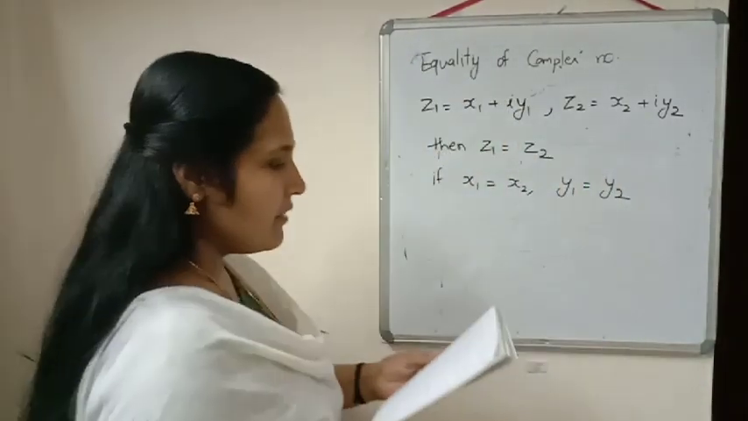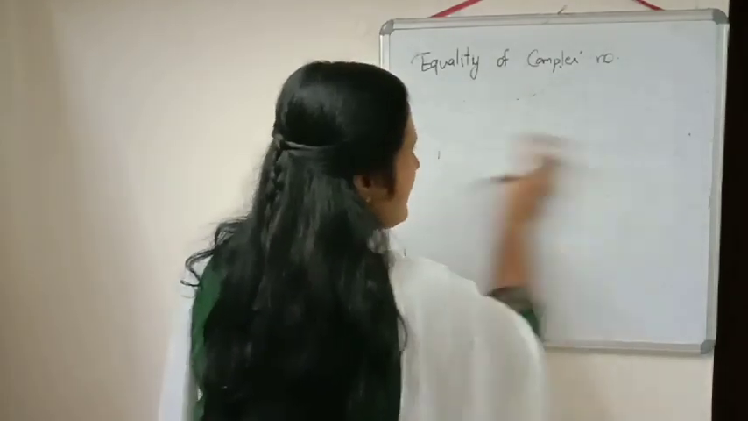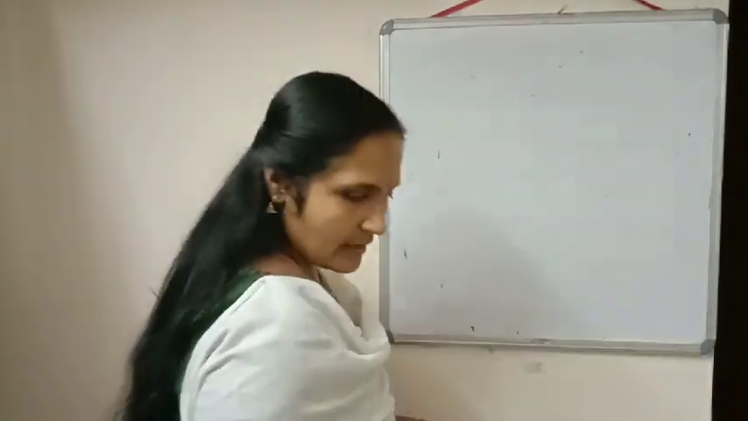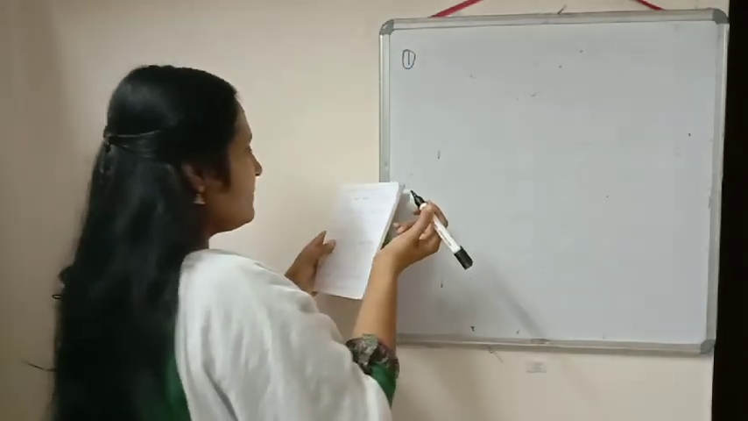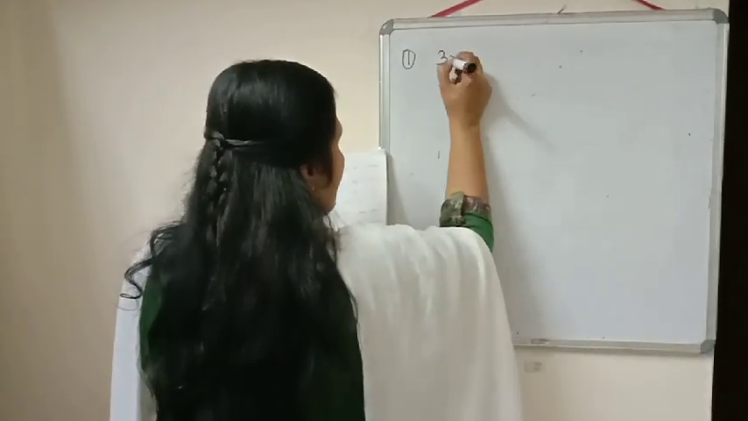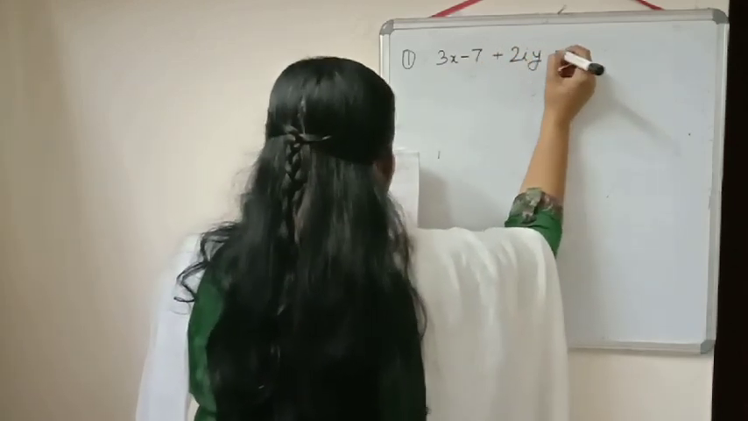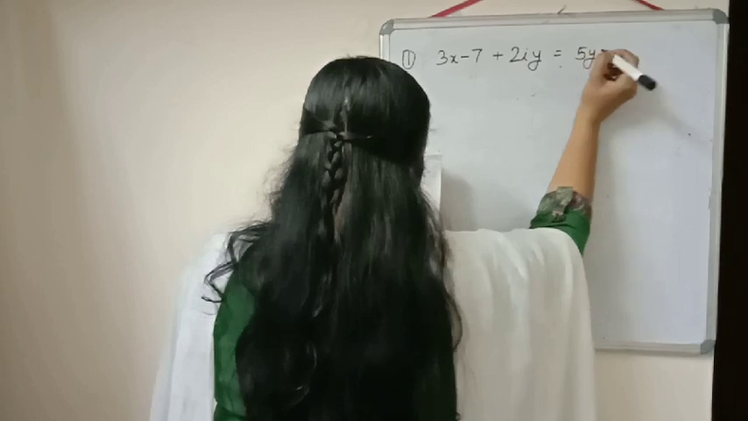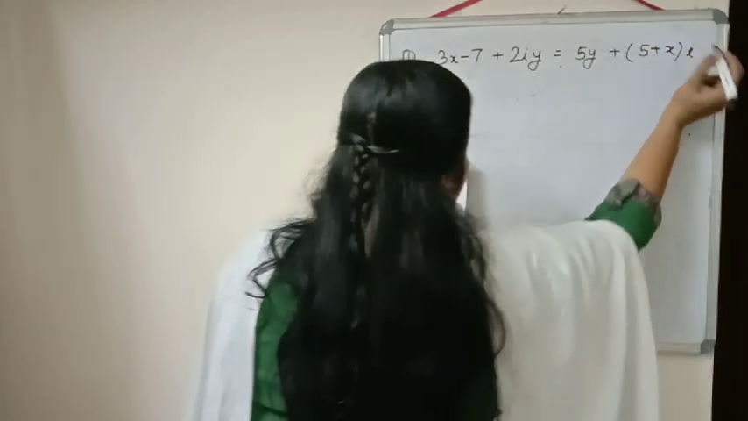Write down the first question. Find real values of x and y, if 3x minus 7 plus 2iy is equal to 5y plus 5 plus x into i.